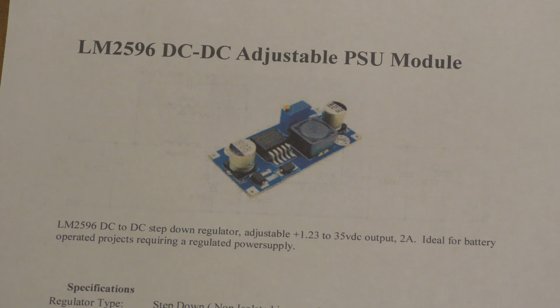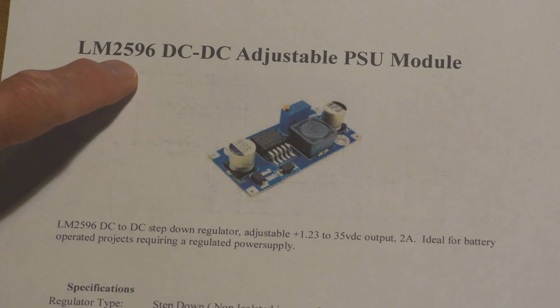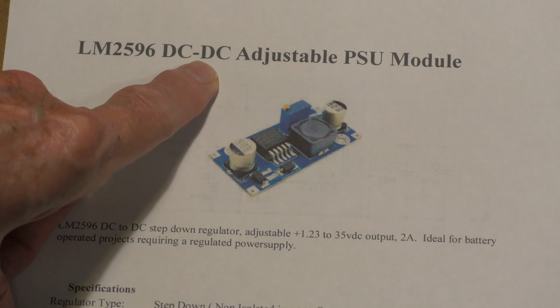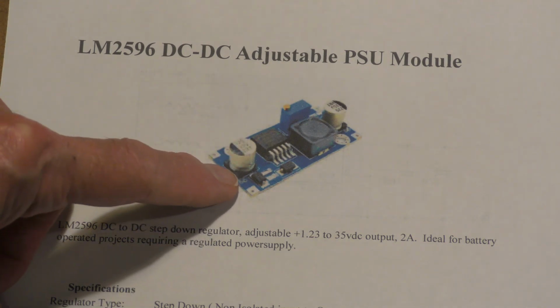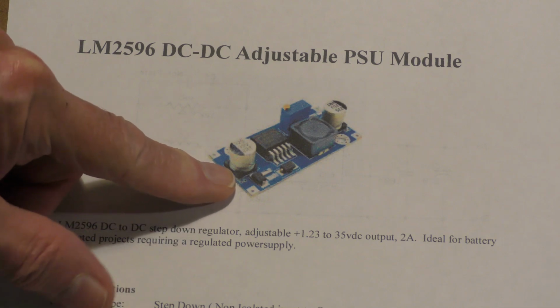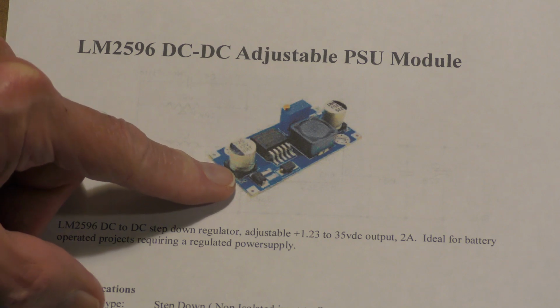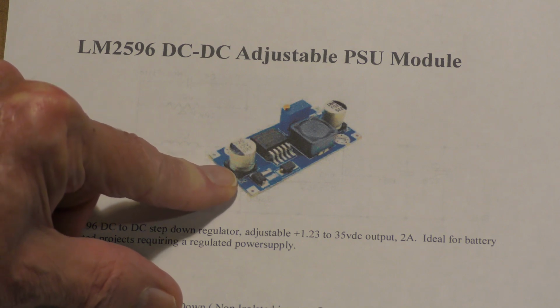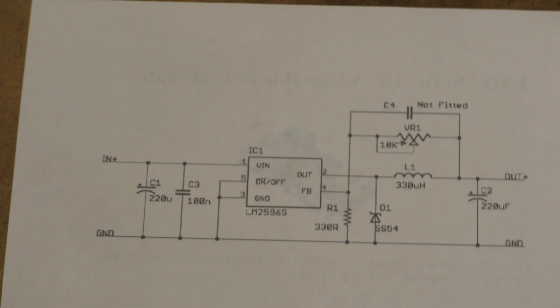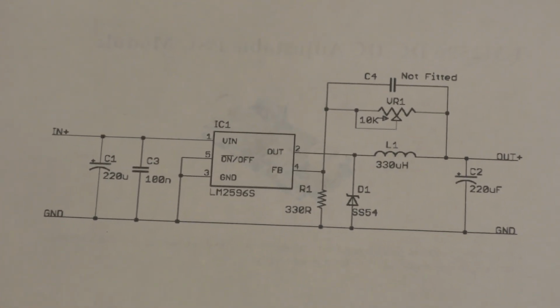Here is the buck converter that we're working with. It's based on an LM2596, and basically it's a DC to DC converter. The input I think can go from 4 to 40 volts, and the output can go from right around 1.25 volts up to 35 volts DC. So here is the schematic. Zero in a little more on that.